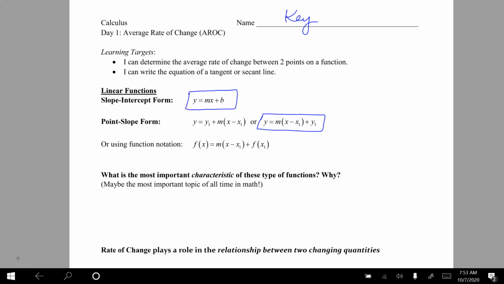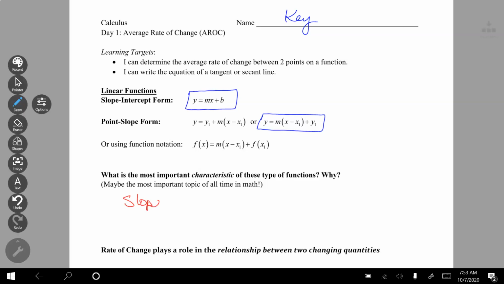So we've done linear functions for a long, long time. y equals mx plus b. Not my favorite way. My favorite way is y equals m, parentheses x minus x1, plus y1. And what do these two things have in common? What is the most important characteristic of all time?